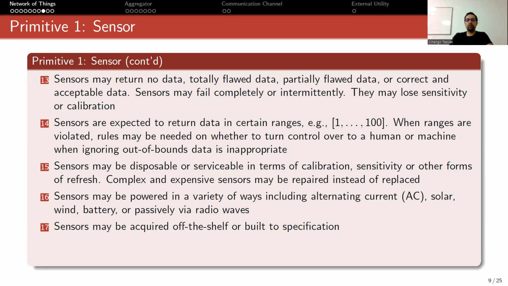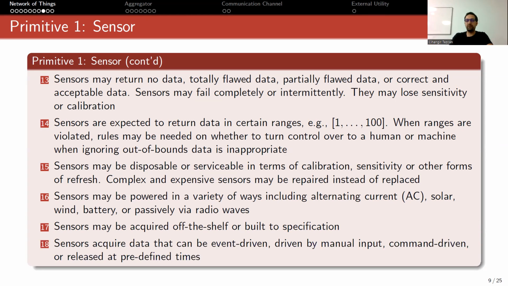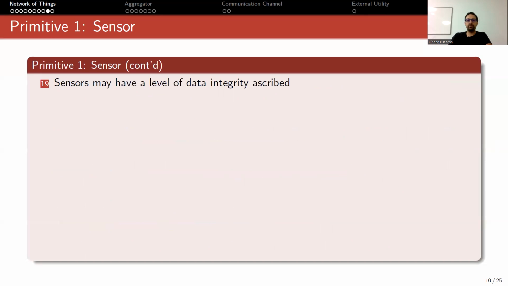Sensors may be acquired off the shelf or built to specification, but generally we buy off the shelf. Sensors require data that can be event-driven, driven by manual input, command-driven, or released at a predefined time. So it depends on the use case, right? Sometimes people prefer getting data at specific intervals, especially in agriculture and so on. But sometimes it can be event-driven or done by manual input.